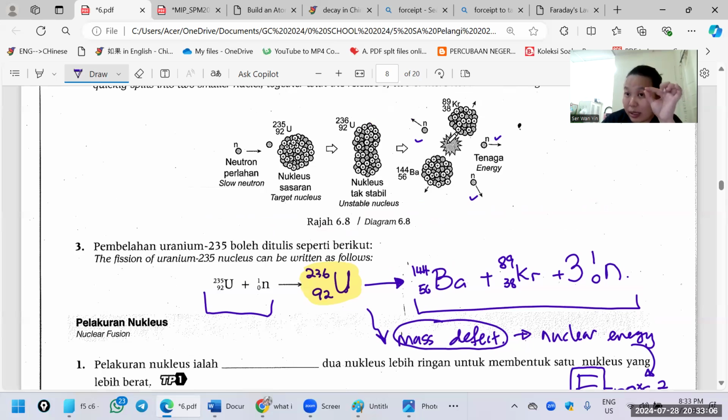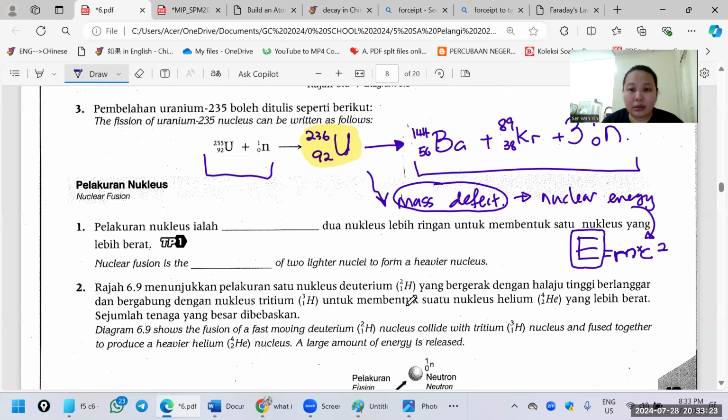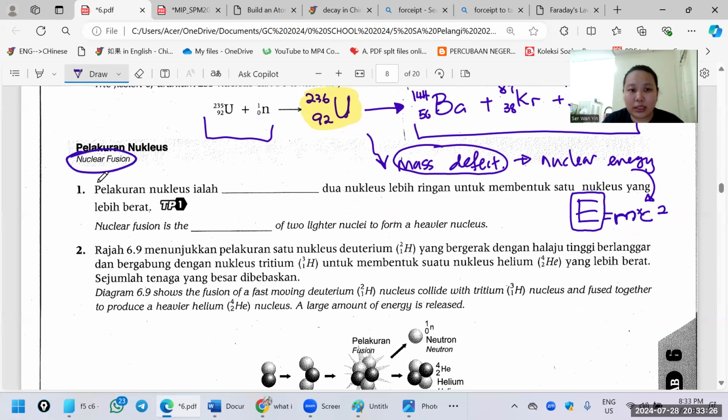One is very small, but if it goes through a chain reaction, it will be a huge amount of nuclear energy and can bomb Hiroshima and Nagasaki. Okay, so now comes to nuclear fusion. What is nuclear fusion? Nuclear fusion is the combination, or we say fusion, of two lighter nuclei to form a heavier nucleus.